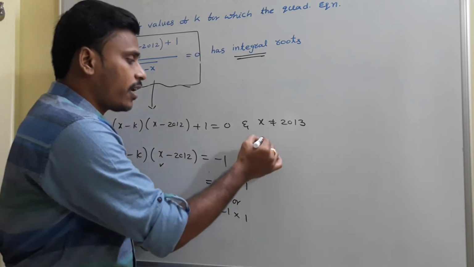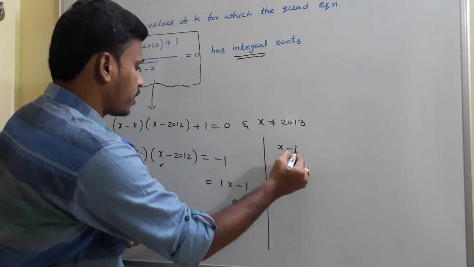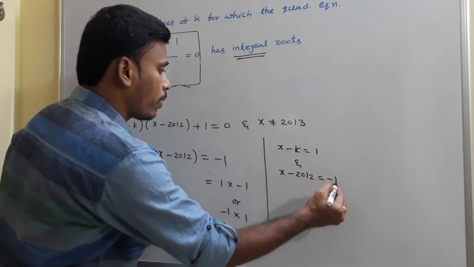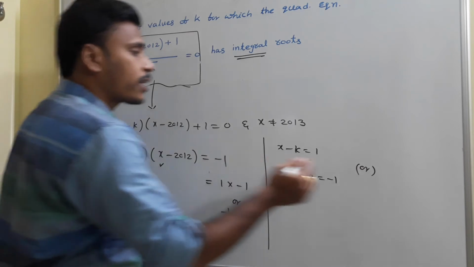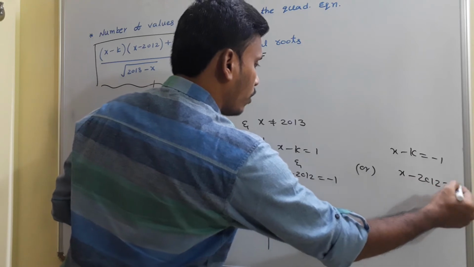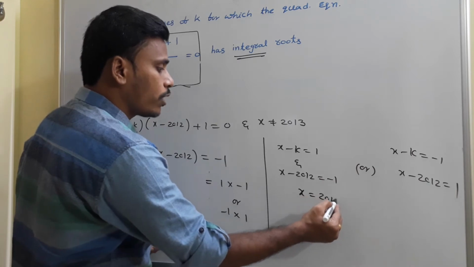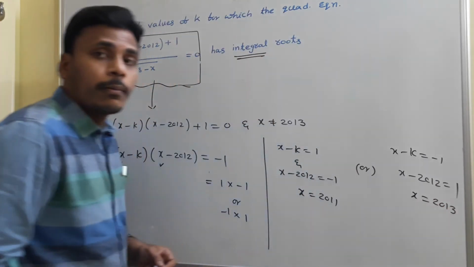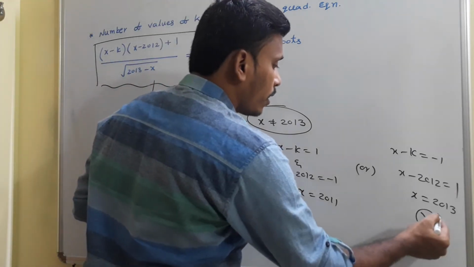If you consider 1 and minus 1, then x minus k is equal to 1 and x minus 2012 is equal to minus 1 is one possibility. If you consider minus 1 and 1, then x minus k is equal to minus 1 and x minus 2012 is equal to 1. In this case, what is x? x is equal to 2011. It's very clear, right? Whereas in this case, x is equal to 2013. But as I said, x is not equal to 2013, so this case is neglected.